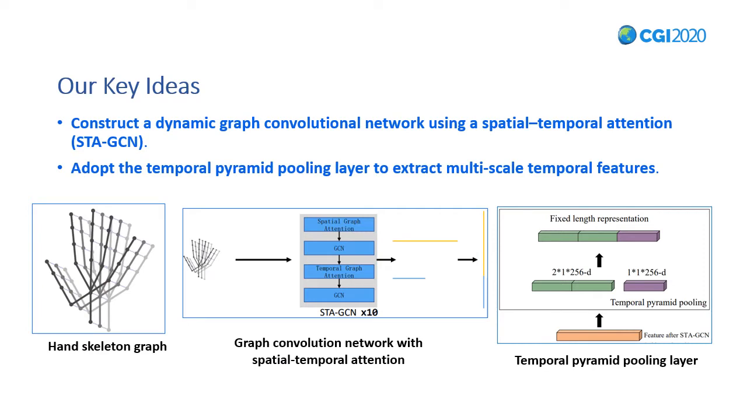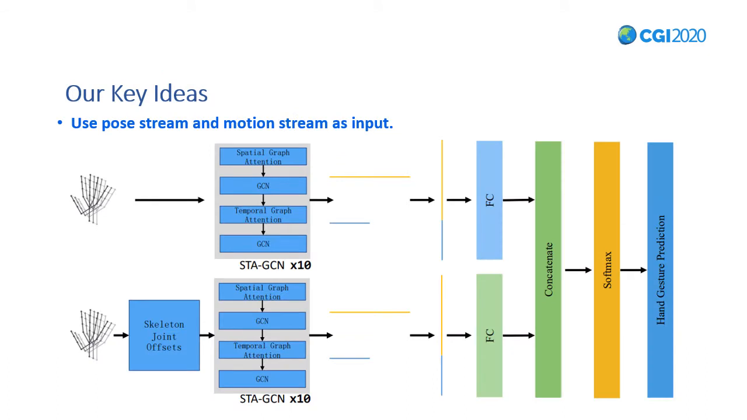Our key ideas can be concluded as follows. We constructed a dynamic graph using a spatial-temporal graph attention which can be well adapted to different actions. Then, in order to encode hand gestures with multi-scale temporal features, we adopt the temporal pyramid pooling layer. Not only did we use the original joint coordinates, but also skeleton joint offsets between different frames as input for motion stream. This can better capture hand movement.